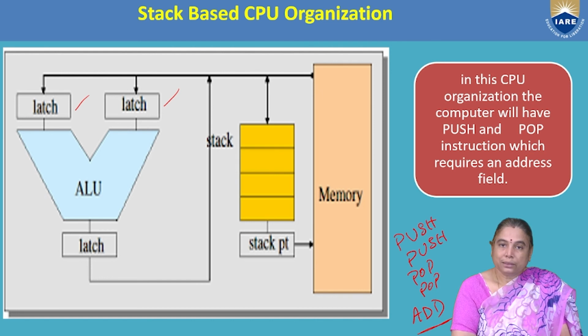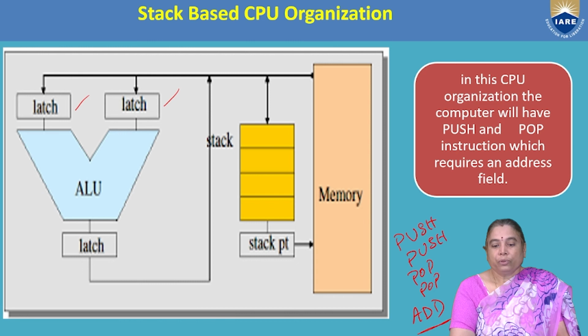So these are the three basic CPU organizations which can be used to support zero address, one address, two address and three address instructions of the assembly language. Generally, zero address instructions can be supported with the stack-based CPU organization. One address instructions can be supported with the accumulator CPU organization. Two and three address instructions can be supported with the register-based organization.